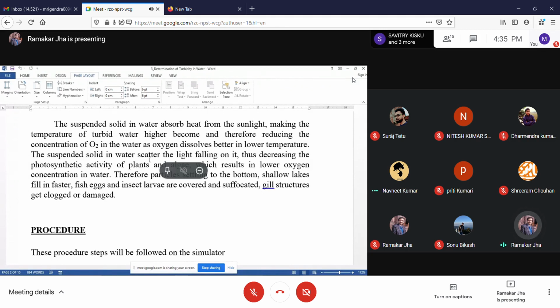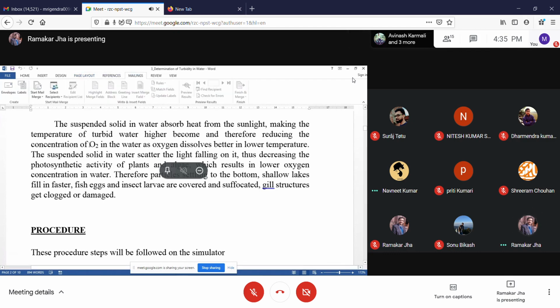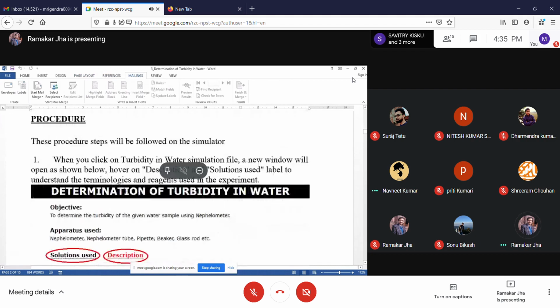Therefore, particles settling to the bottom, shallow lakes fill faster. Fish eggs and insect larvae are covered and suffocated. So because the area is clogged, right? So all the things, if they are settled at the bottom, it is creating a real issue.